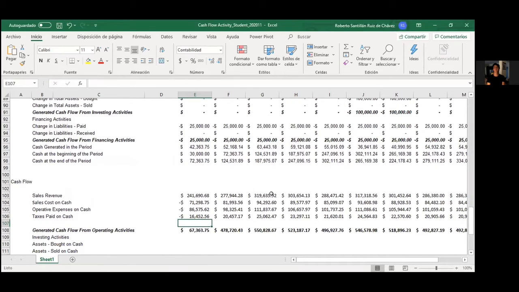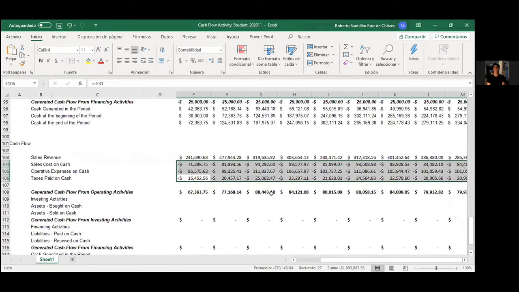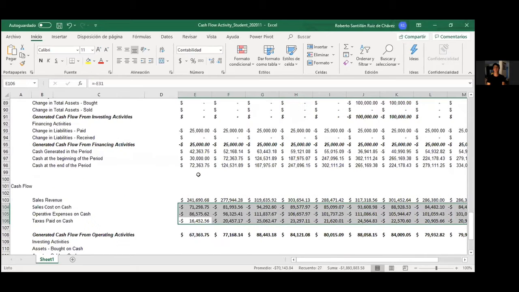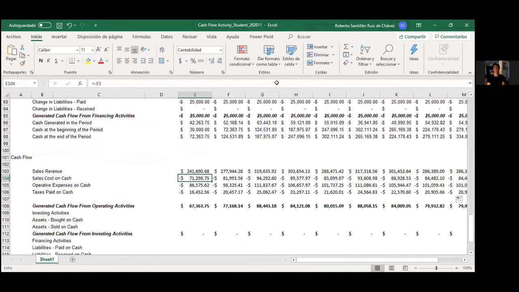Teacher, I'm sorry, can you repeat what you just said? I didn't quite understand. I said that you're all right to drag the formula to the right. No, but do we put it in negative? Yeah, we were adding everything up and we needed to subtract from the sales revenue all the cost, expenses, and taxes. So we put it negative. Okay, great. Thank you. Perfect. You did perfect, Roberto. Thank you, teacher.